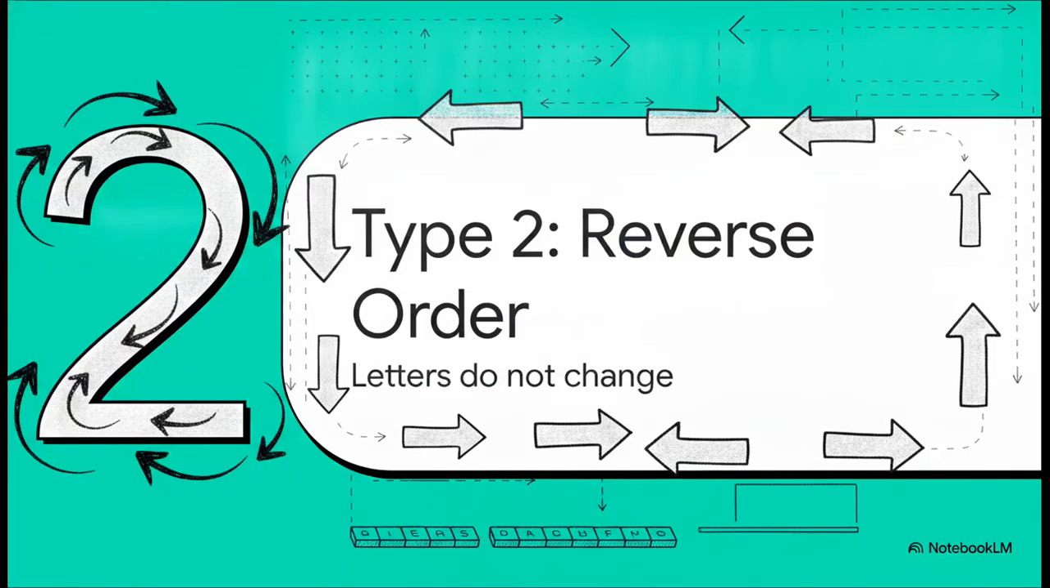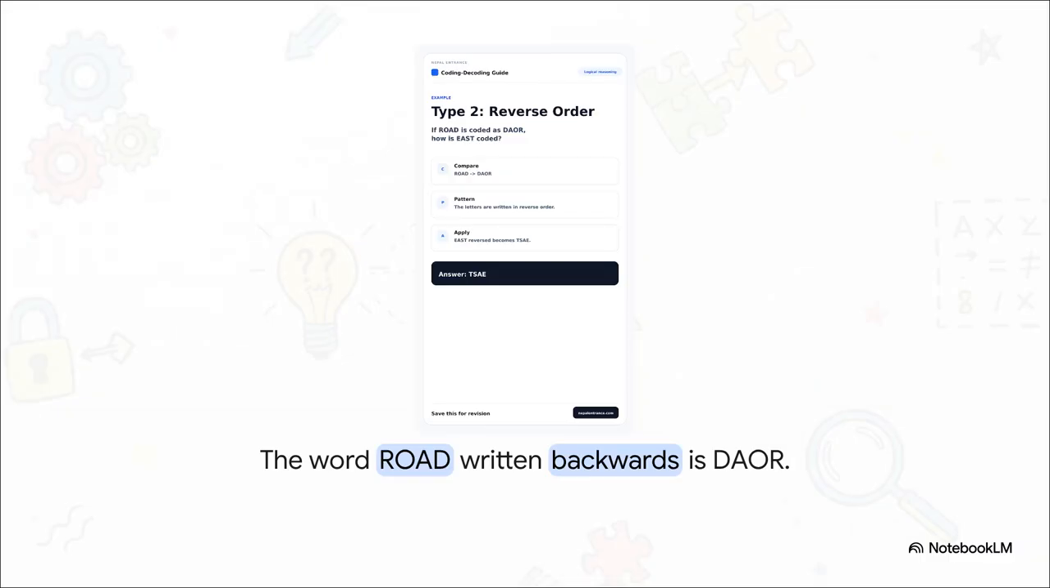Which brings us right to type 2, reverse order. Sometimes the letters themselves don't change at all, but their arrangement does. So if ROAD is coded as DAOR, what's happening? The letters are exactly the same. It's literally just the word ROAD written completely backwards. The pattern is simply reverse the order. So if the question asks how EAST is coded, you don't need to do any complicated shifting. You just apply the reverse rule. EAST written backwards simply becomes TSAE.